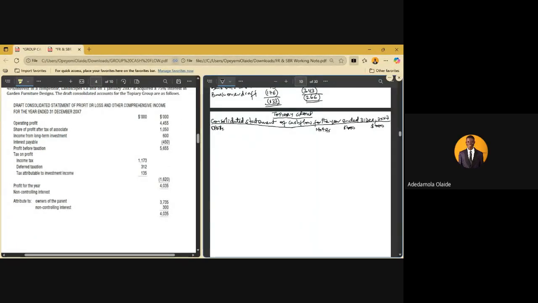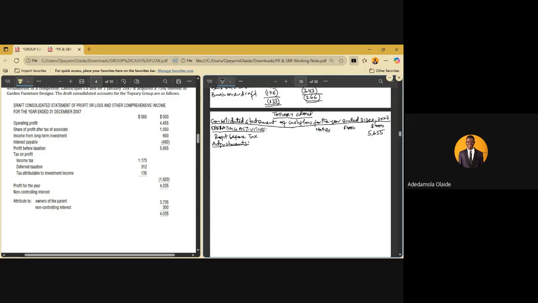So as usual, operating activities. Profit before tax. How much? 5,655. Then adjustments. What are the adjustments we have?